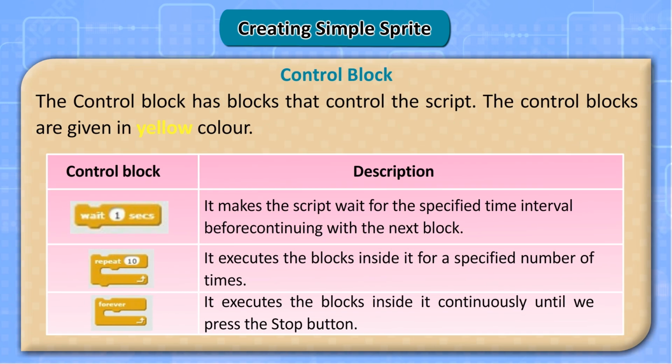Control block. The control block has blocks that control the script. The control blocks are given in yellow color. Control block. Description. It makes the script wait for the specified time interval before continuing with the next block. It executes the blocks inside it for a specified number of times. It executes the blocks inside it continuously until we press the stop button.